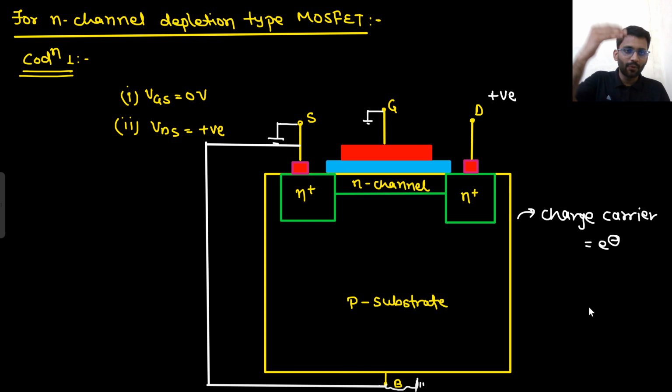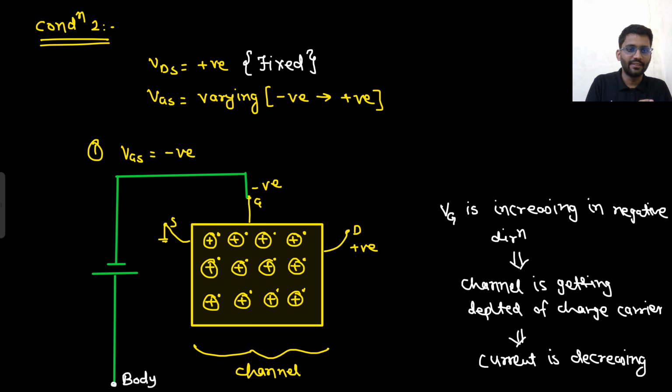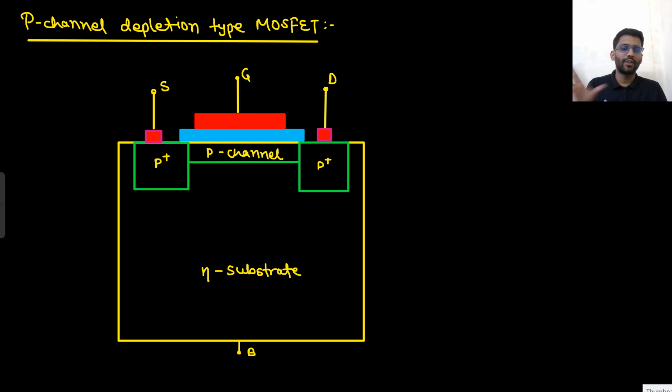So if you keep on decreasing the value of Vg, that means in the negative direction, more negative Vg means lesser current. If Vg is more positive, it will provide electrons to the P substrate, and that will come into the channel. So that will increase our charge carriers, and because of that the current increases. So this is the complete concept of N channel depletion type MOSFET. Crystal clear? Now you can comment on P channel depletion type MOSFET on your own.